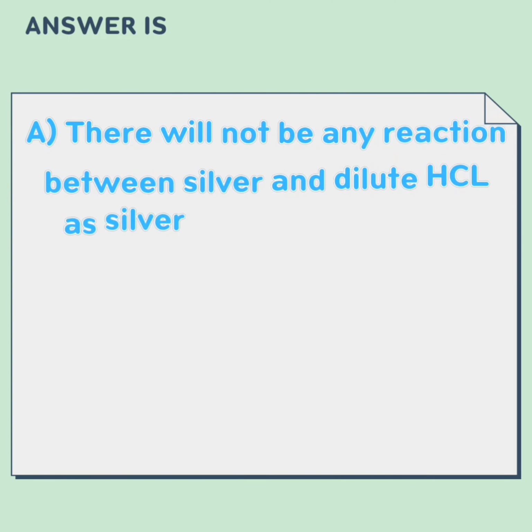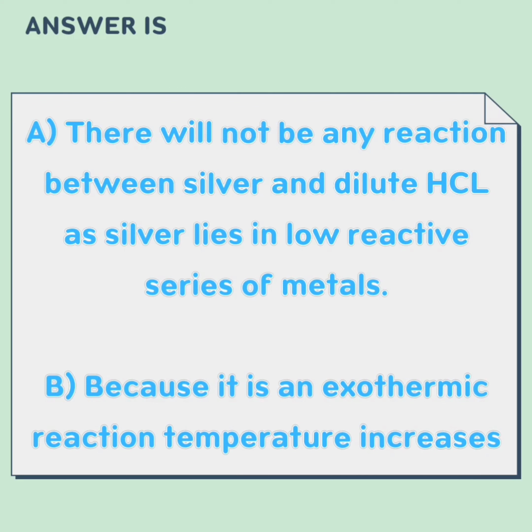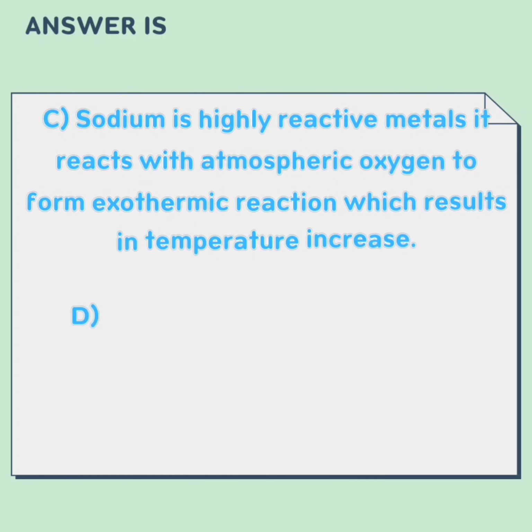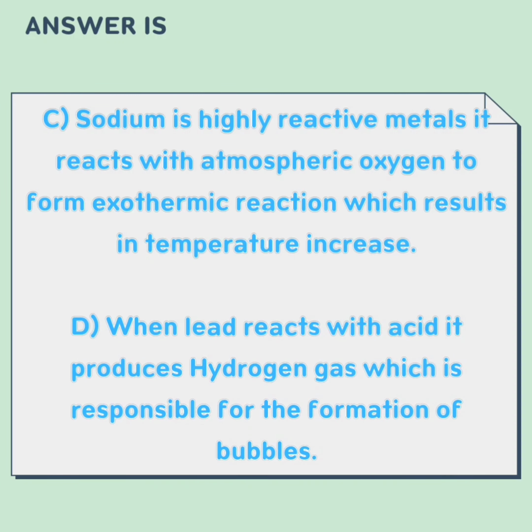Answer. There will not be any reaction between silver and dilute HCl as silver lies low in the reactivity series of metals. Because it is an exothermic reaction, temperature increases. Sodium is a highly reactive metal. It reacts with atmospheric oxygen in an exothermic reaction which results in temperature increase. When lead reacts with acid it produces hydrogen gas which is responsible for the formation of bubbles.